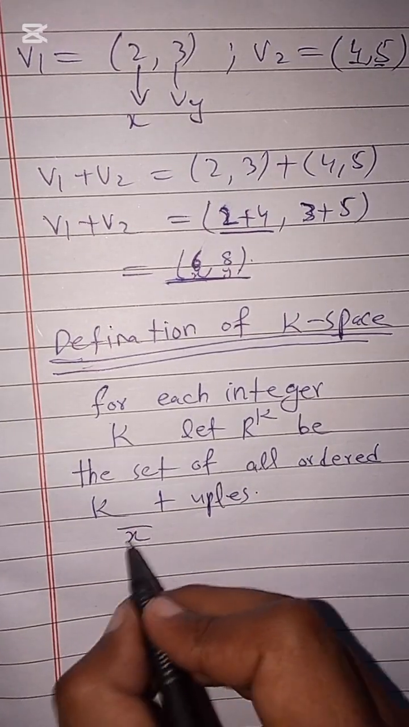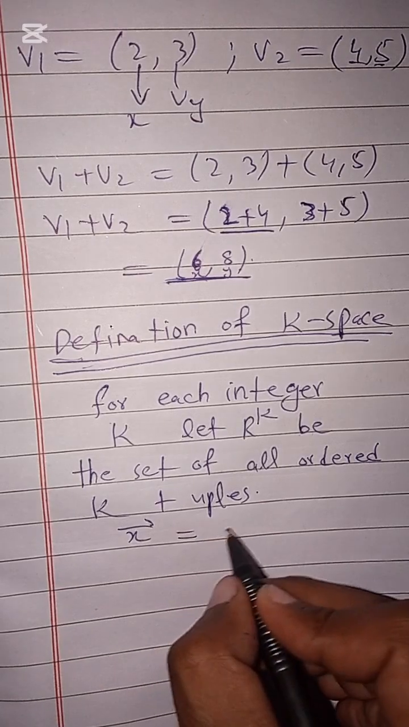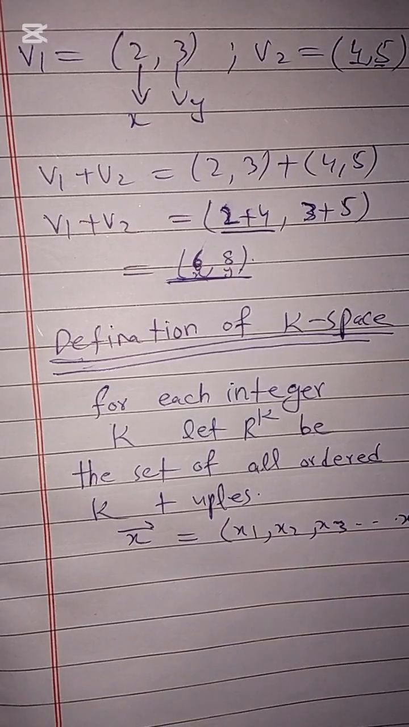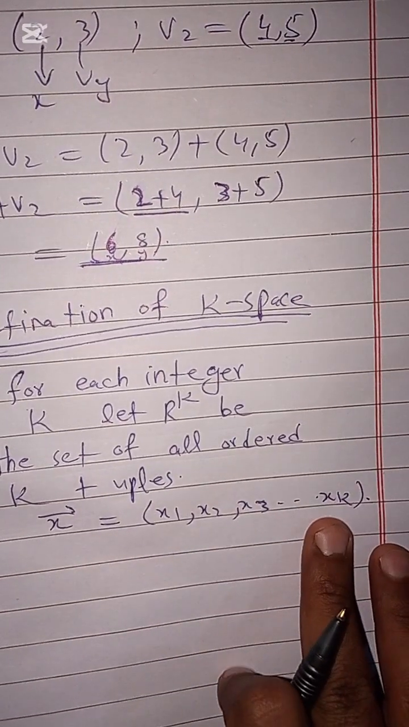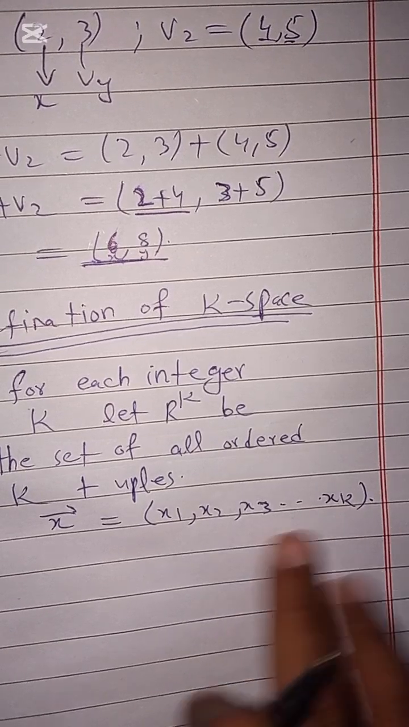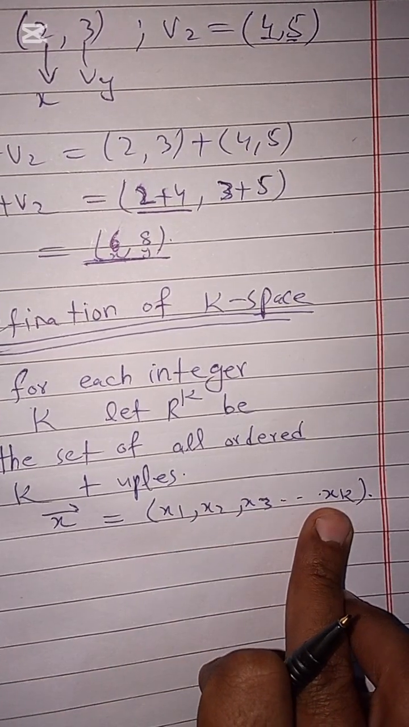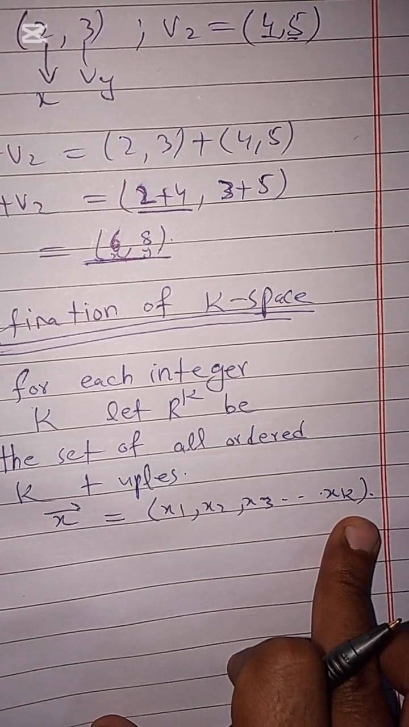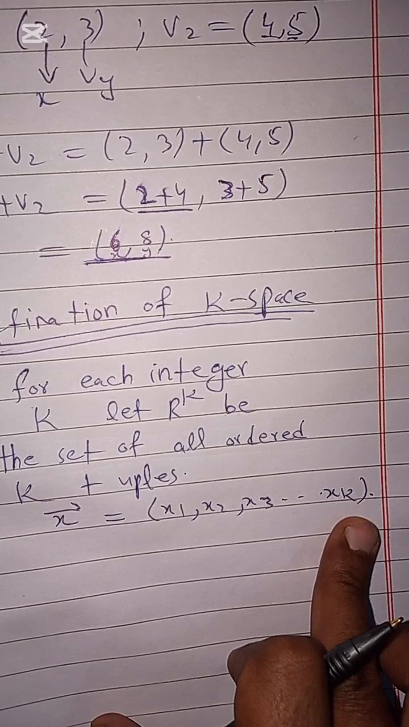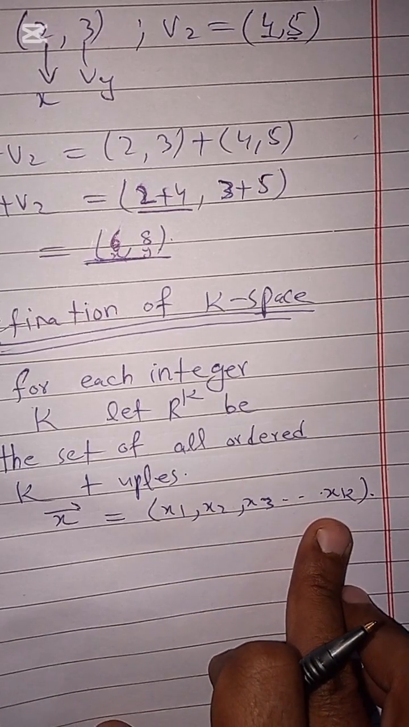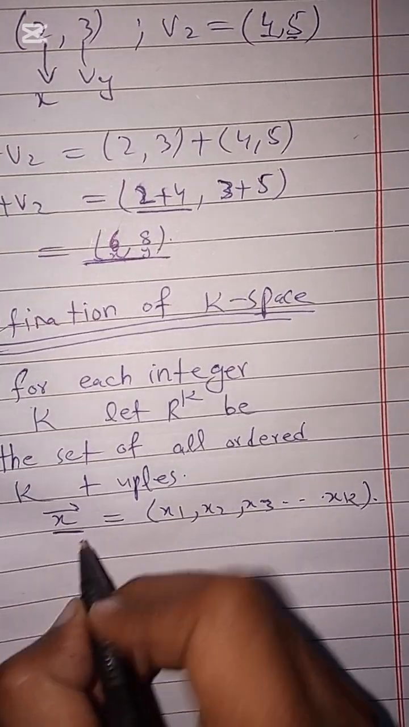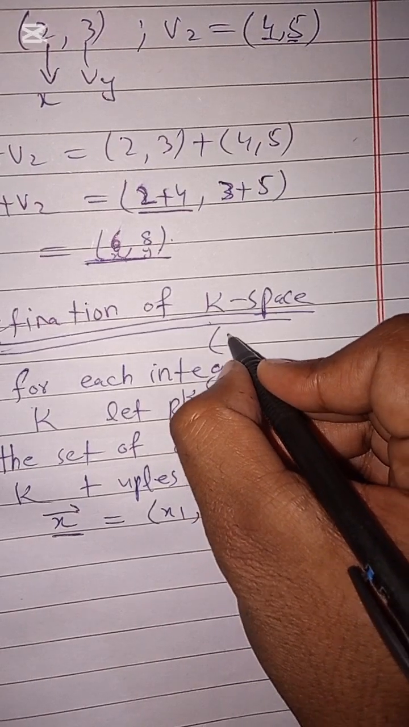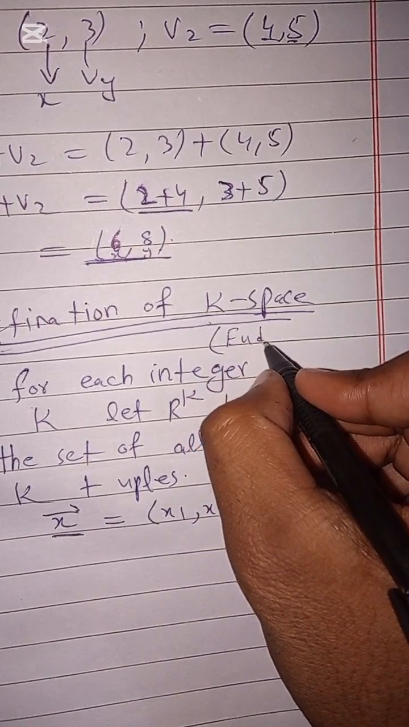If we take one vector from Euclidean space, it will look like this: x1, x2, x3, and so on, xk. It has k tuples. Where x1, x2, x3, xk are real numbers, these are called the points, and these are basically real numbers. So this is an element of the R^k space, the Euclidean space. This is called the Euclidean space.